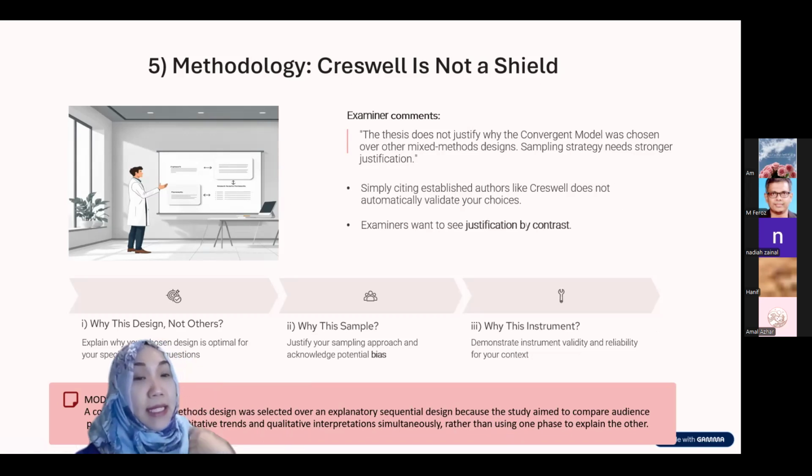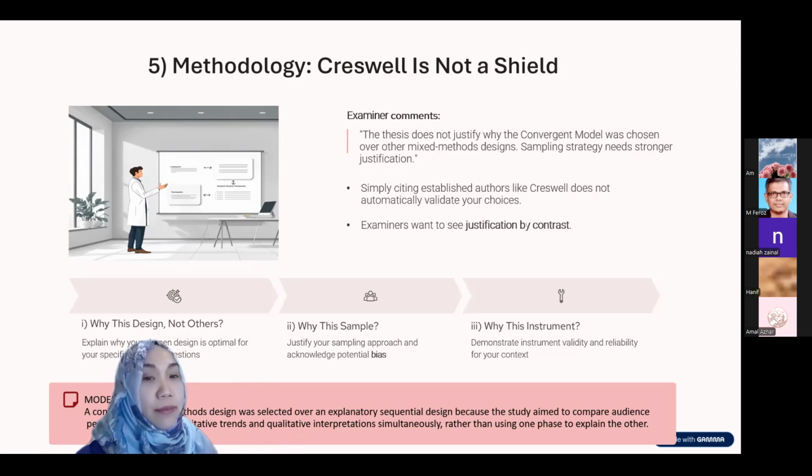Simply said, treat the examiners as a child. You've got to explain it in a way that is very detailed and simple and clear. So examiners simply want to see justification by contrast. You're contrasting your method to another kind of method. And this can be easily seen also in your literature review. You've already compared and contrasted the methodology by those studies. So that helps a lot.